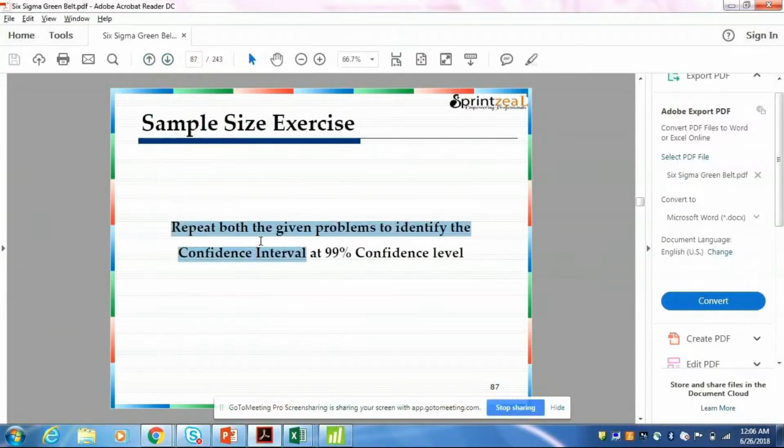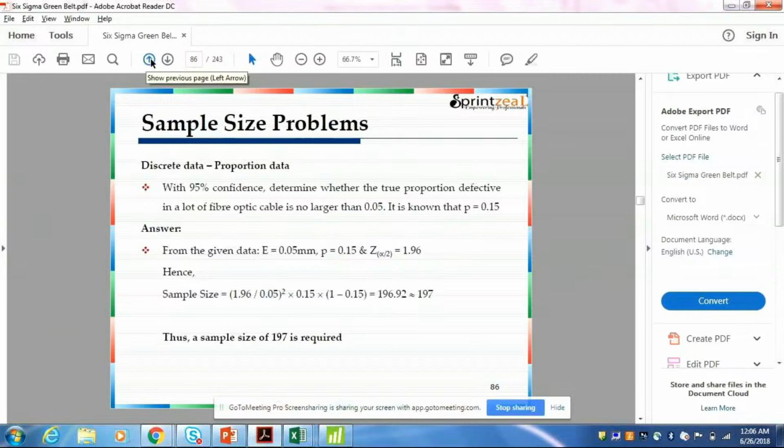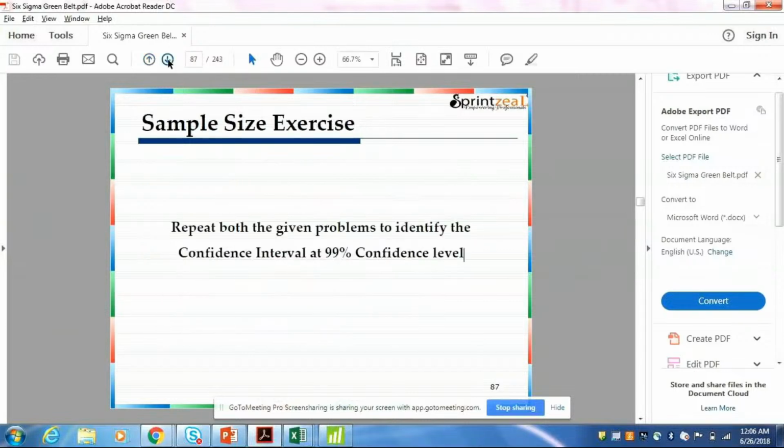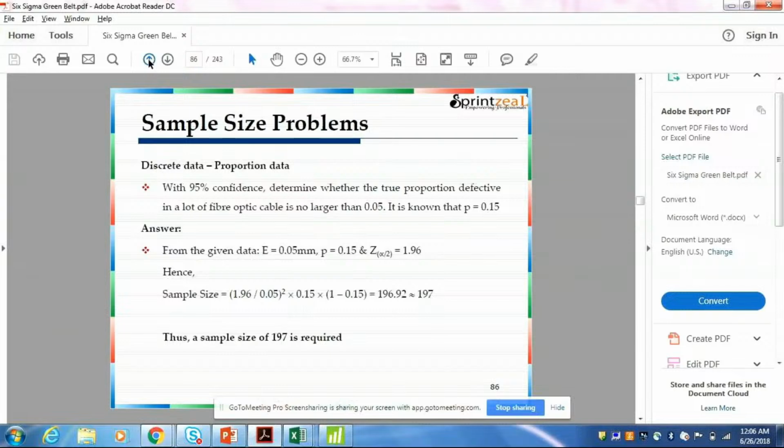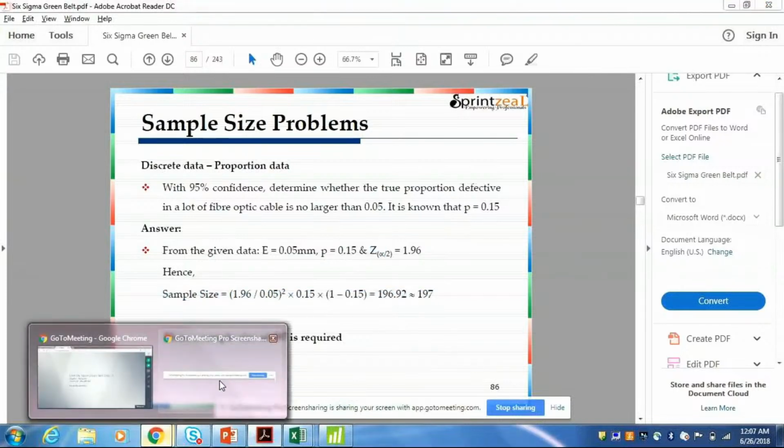Now it is asking us to repeat it with a confidence level of 99%. Before we do that, we need to understand where this 1.96 comes from, where we have got this figure from. For that we would need to understand what Z is, how we calculate Z, and what the Z table is. Although it is not covered in the curriculum, I think I would quickly tell you about it so that you are aware. Just give me a moment, let me pull up the Z table.